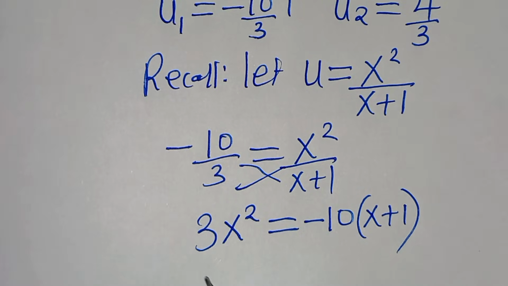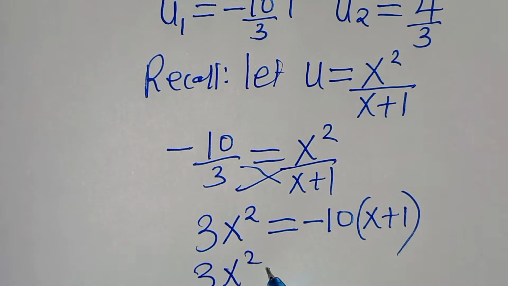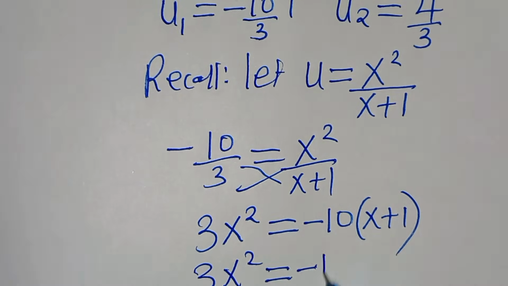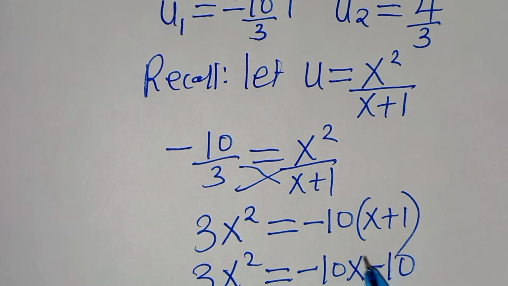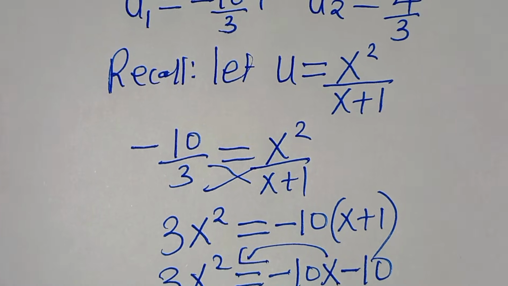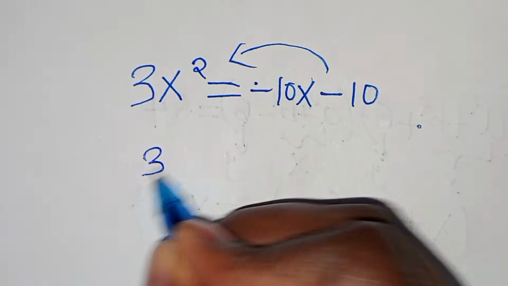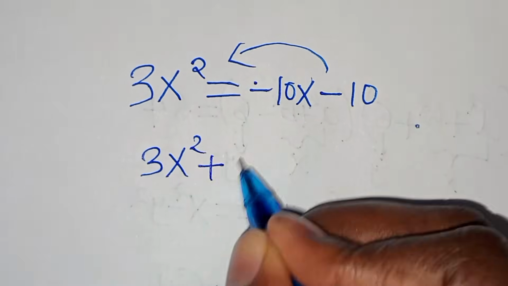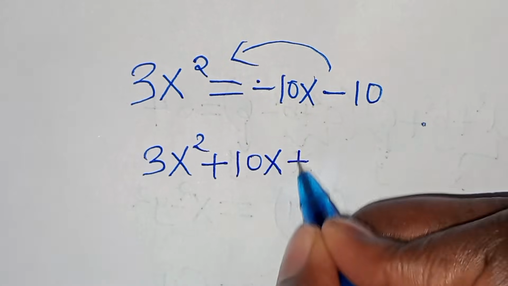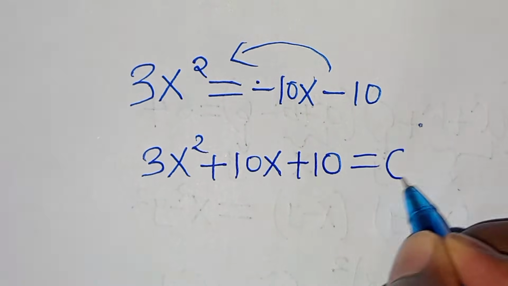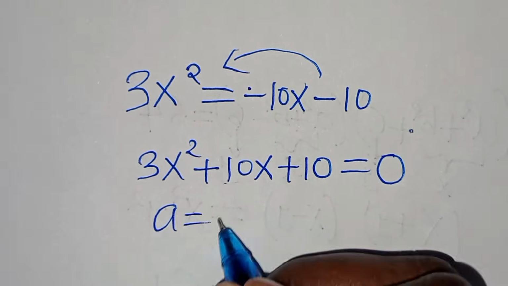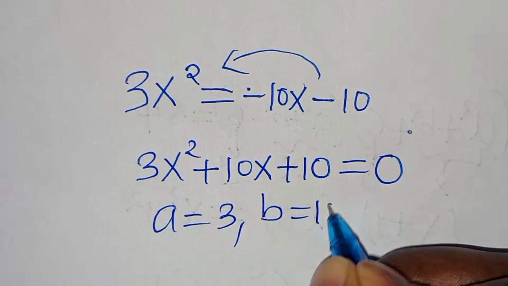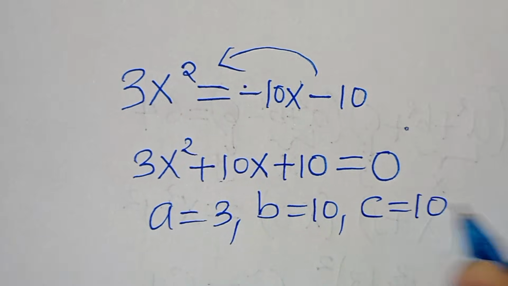And this implies that here we have 3x squared. This is equal to minus 10 times x. This is minus 10x. Minus 10 times plus 1. This is minus 10. The next step is to take minus 10x minus 10 on the left hand side, so that now we have 3x squared plus 10x, then plus 10. This is equal to 0. Now this is a quadratic equation where we have a is equal to 3, b is equal to 10, and that c is also equal to 10.